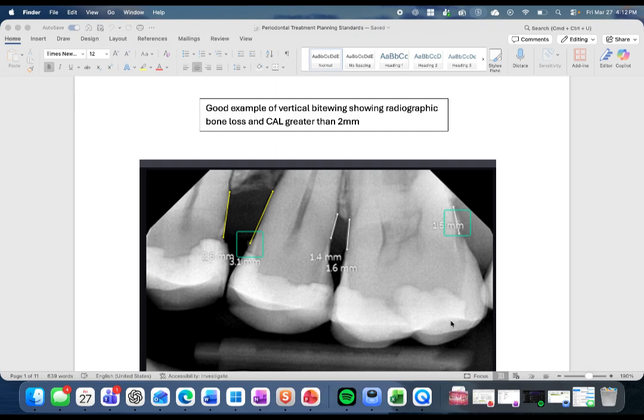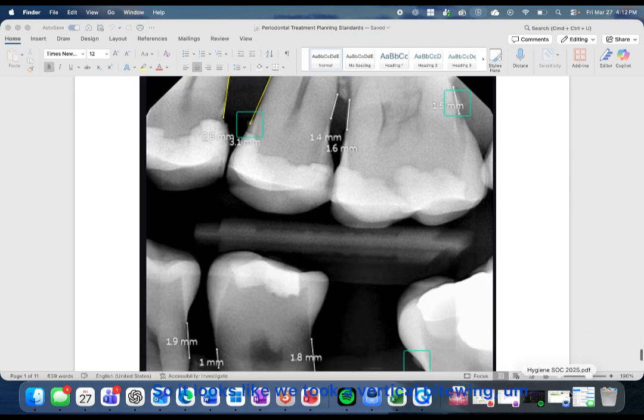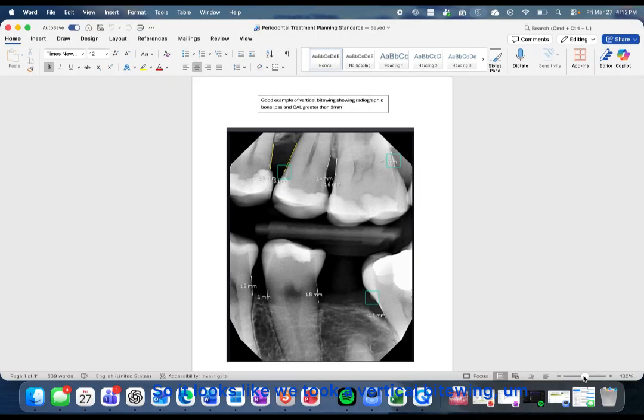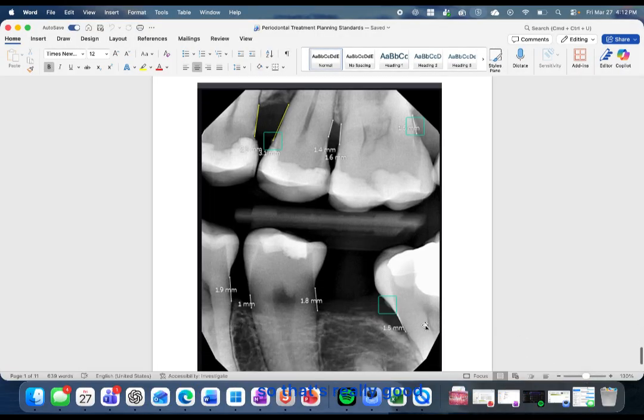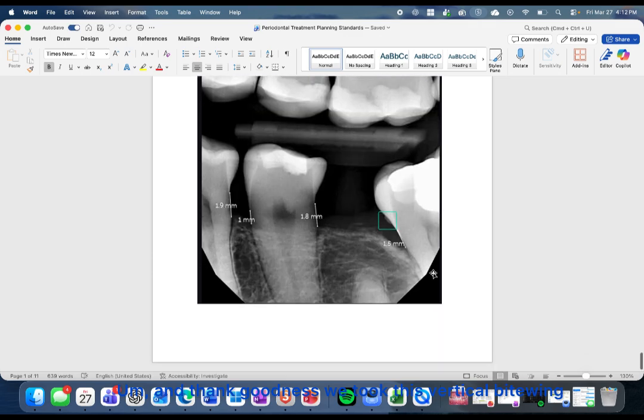In this x-ray here, this is a good example. So it looks like we took a vertical bite wing. So that's really good. We can see the bone level on top and on bottom, and there are multiple teeth with clinical attachment loss, CEJ to the bone, where it's greater than 2 millimeters. So this one definitely probably would qualify. And thank goodness we took this vertical bite wing.